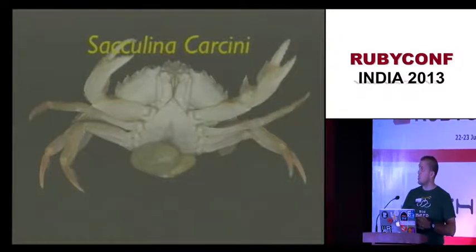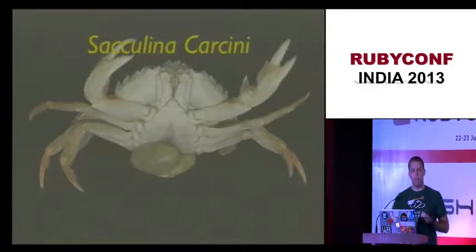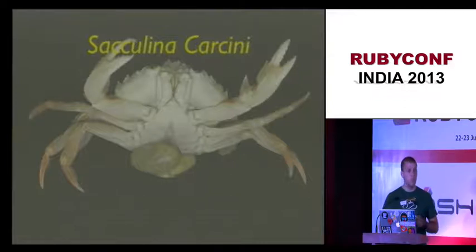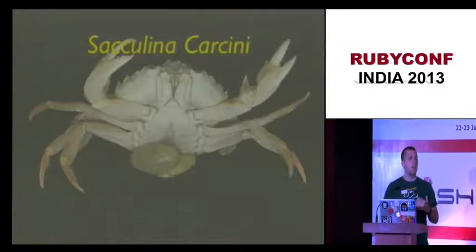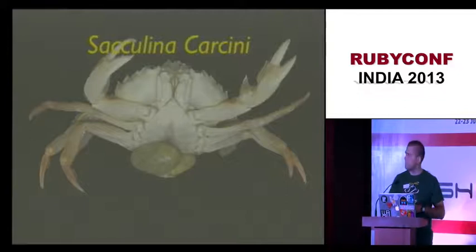This parasite is extremely interesting. It's very fascinating. It actually infects the crab and takes over the crab's life cycle. The crab no longer reproduces. The crab no longer grows. It continues to eat and forage for food, but all its behaviors are modified such that it reproduces the parasite.